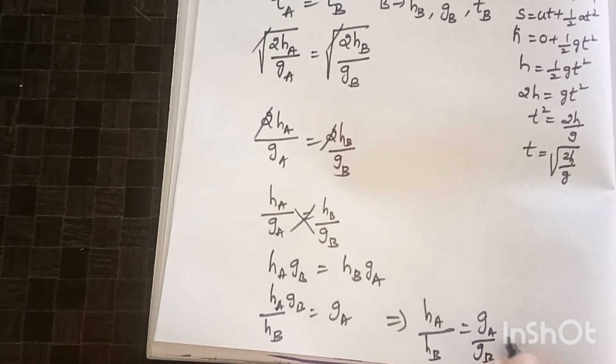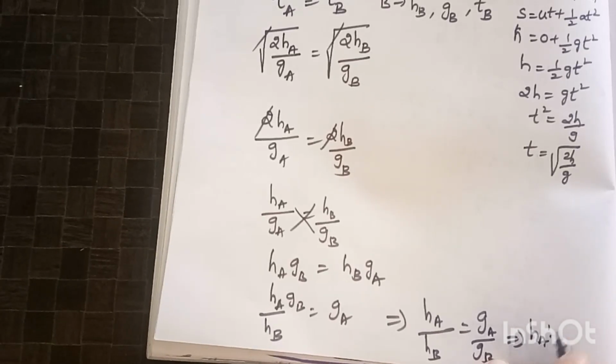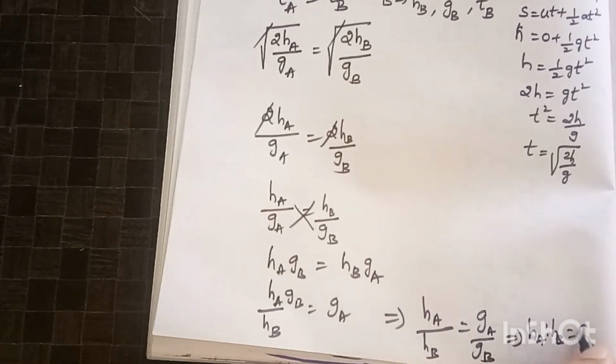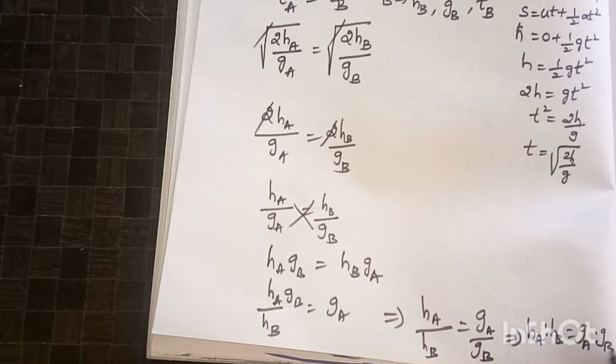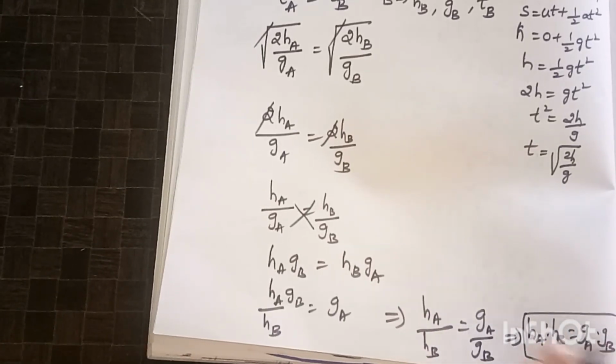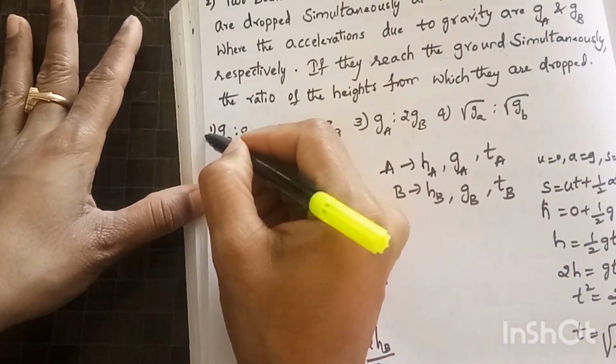So this can be written as a ratio. HA is to HB equals GA is to GB. So the ratio of heights can be written as GA is to GB. So the answer will be option 1.